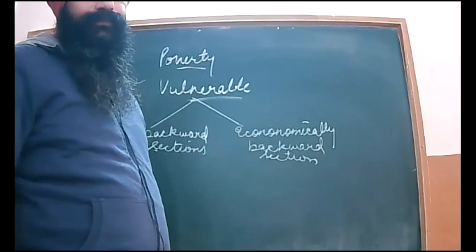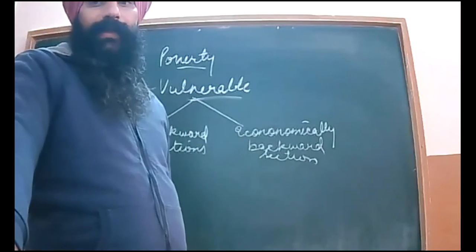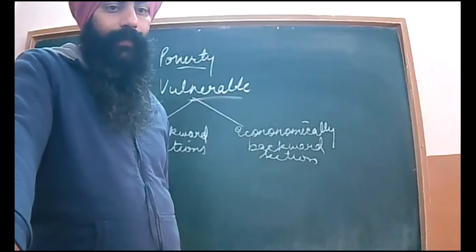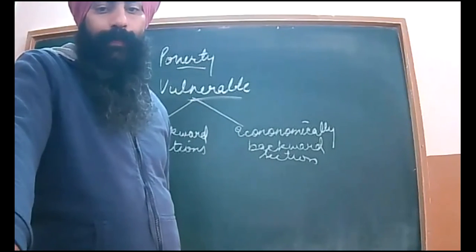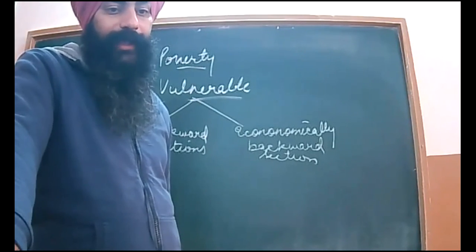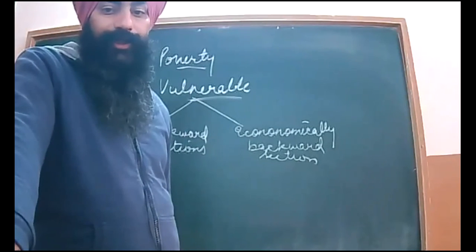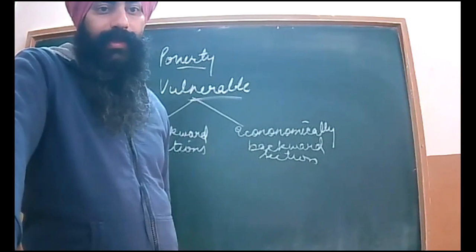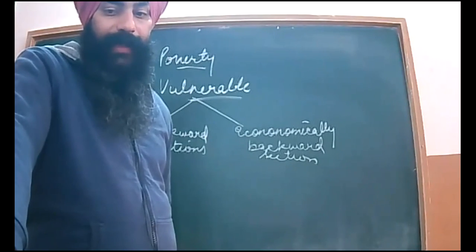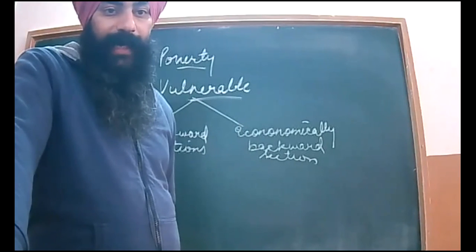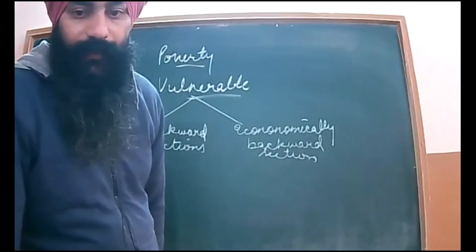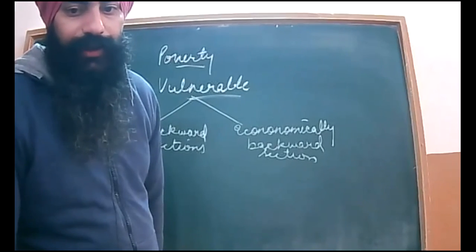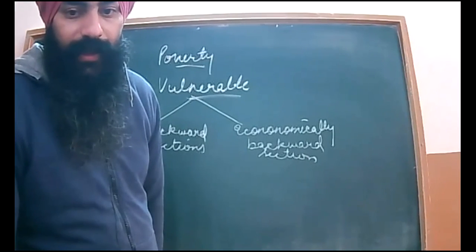Next, fifth, uneven distribution of income. Due to more possibilities in some economies, the rich become richer and the poor become poorer, which increases the economic gap and economic disparities in the economy. Clear? The rest we will discuss tomorrow. This was your second question. The rest of the questions we will discuss tomorrow.